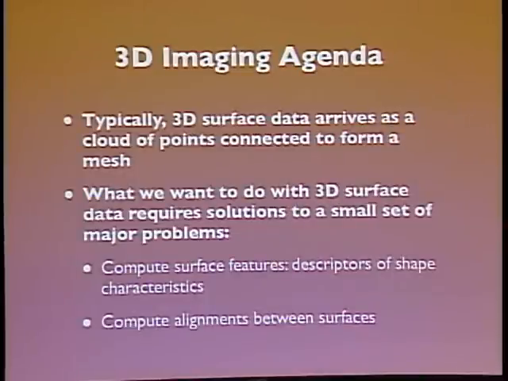Now, given that kind of data, what we want to do with it is to solve a set of real-world problems that rely basically on really two fundamental core problems, which are to extract features from the surfaces and to compute alignments between them. And I'll talk about what both of those mean, but that's basically what this is.